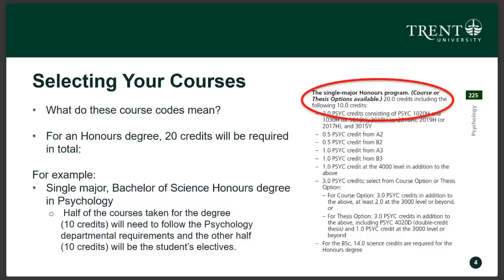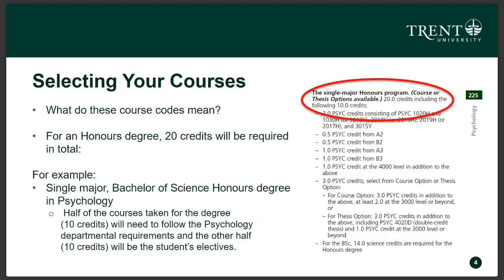So what do all these course codes mean? As soon as you open the academic calendar, one of the things you would see is that in every different major, there's going to be a long list of requirements that you'll have to meet in order to graduate from that degree. I'm using the example of psychology right now that's on page 225.